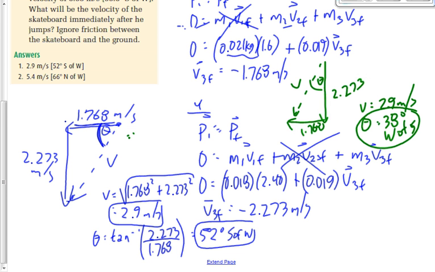Just be careful. If it's a multiple choice question on a test or on an exam, you're not going to get both of those options. So if you get this one and it's not an option, then you better be able to convert it to this one, or vice versa, for that matter.